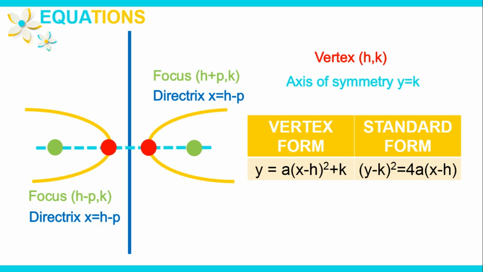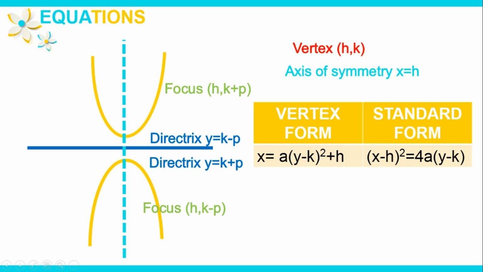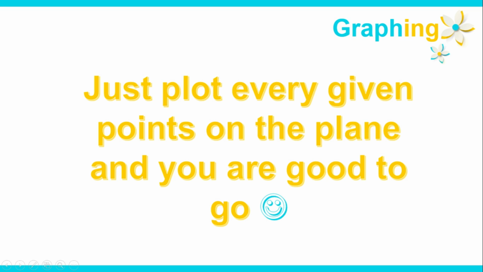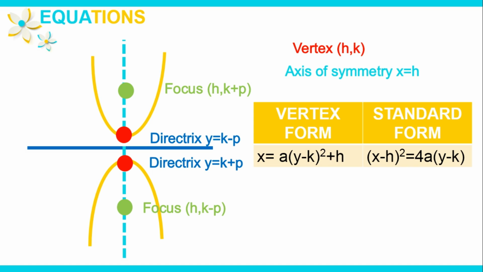The p is the distance, right? So the a is also the distance from the vertex to the focus, or the distance of the focus from the vertex, rather. So now, how about if the parabola looks like this? So it opens up or down. So if this is the vertex, the focus is inside.